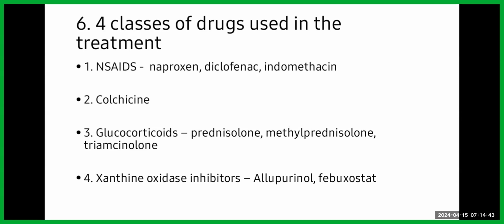So then, 4 classes of drugs used in the treatment. There is a wide variety of drugs used for the treatment of gouty arthritis. NSAIDs: naproxen, diclofenac, indomethacin, and others. Colchicine is also used. Glucocorticoids, these are used for acute attacks: prednisolone, methylprednisolone, triamcinolone, which could also be used at some point in the joint. Then xanthine oxidase inhibitors, commonly allopurinol and febuxostat, could also be used.